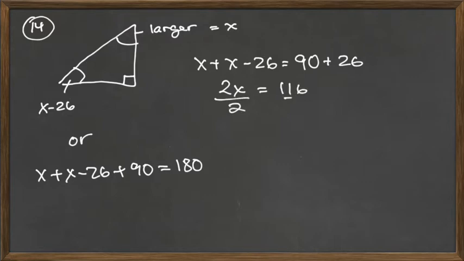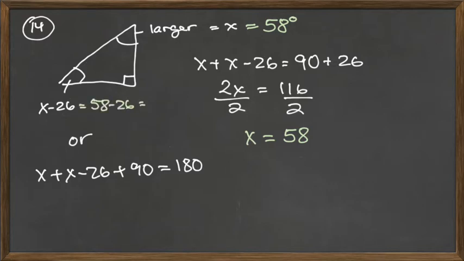116 divided by 2. Do we have a calculator? 116 divided by 2 is what? 58. So the question is, what was the question? Find the measure of the smaller angle. So I got the larger, x is the larger, that's 58 degrees. How do we find the smaller angle? 58 minus 26 is, I was just about to say it, 32 is the correct answer here. So always be careful what they want, because 58 is an answer here as well.